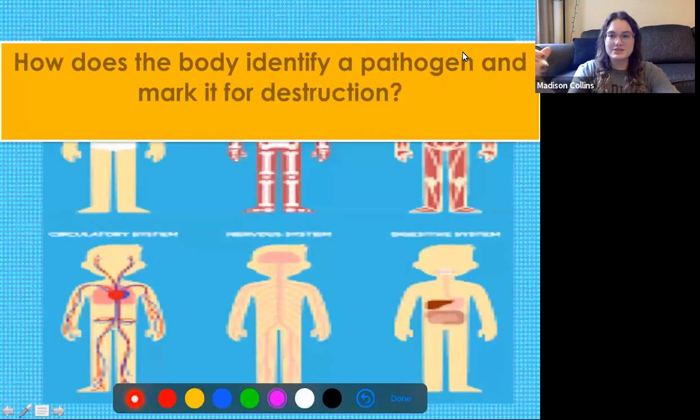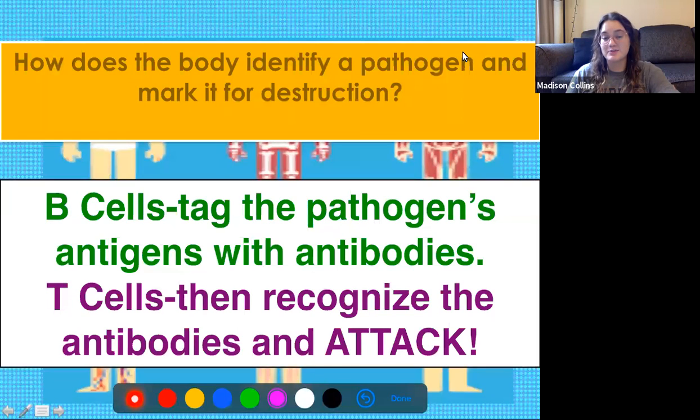Right now, I attempted to simplify this to make it as easy as possible to remember. Now, the actual process behind this is a lot more complicated, okay? But to help you out, I just want you to remember this. B cells are going to tag the pathogen's antigens with antibodies, and T cells are going to recognize those antibodies and attack. Remember, the killer T cells are going to attack.